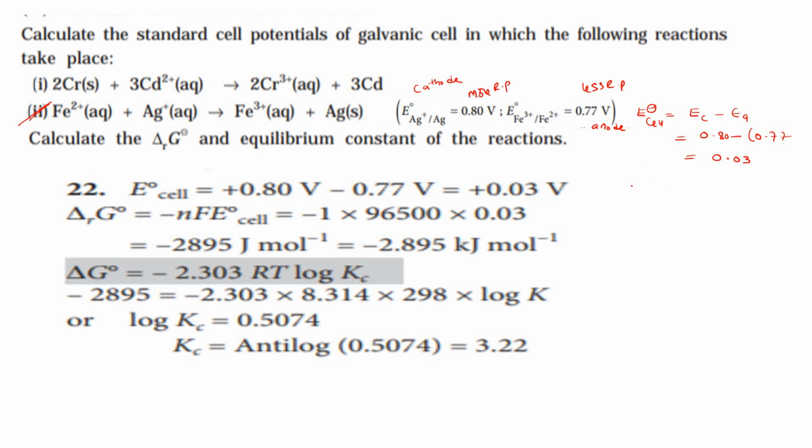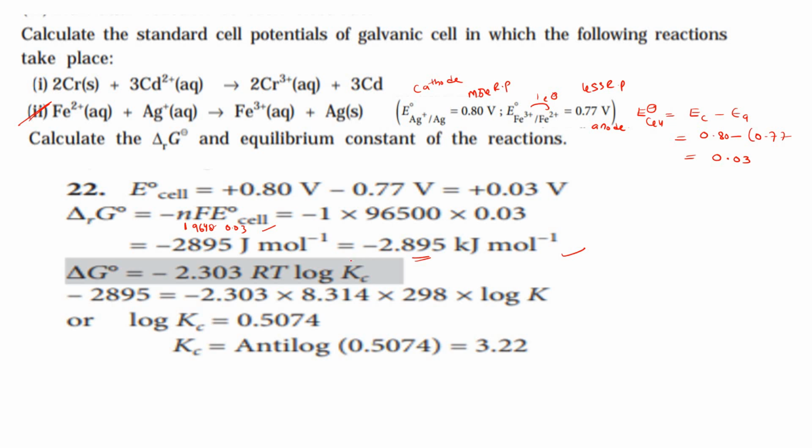Now what will be the formula? This will be the formula, delta G equals minus N F E naught cell. N equals how many electrons here? Plus 3 converting into plus 2, so 1 electron only. This value will be 1, this value will be 96,487, and E naught cell value is 0.03. Now we get the answer, something like 2.895 in terms of joules. Convert it into kilojoules.